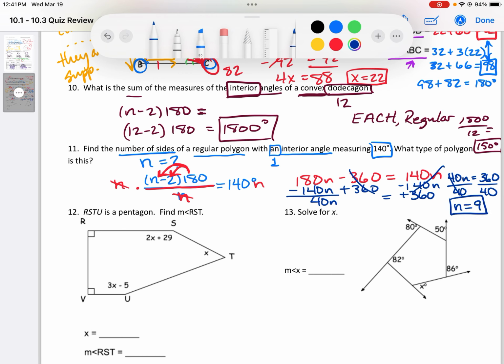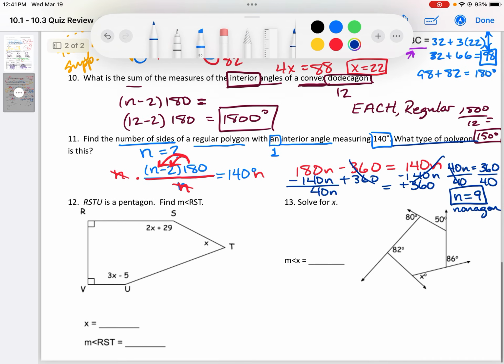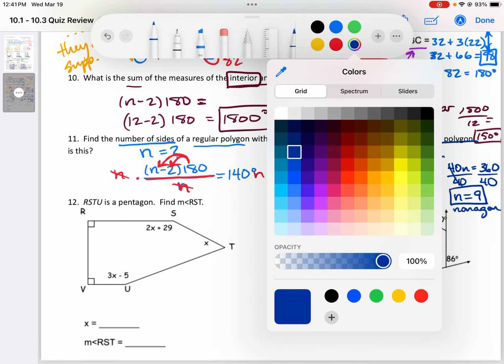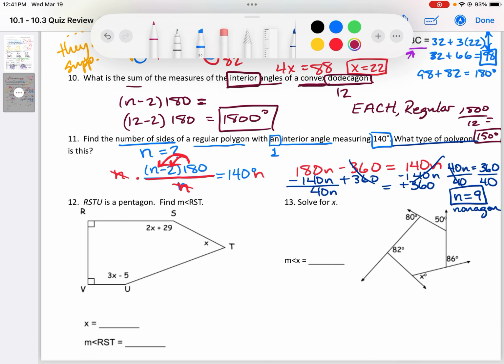N equals 9. So I have a 9-sided shape. It says, what type of polygon is this? That's a nonagon. Nonagon. All right, two more. One about interior angles, one about exterior angles.